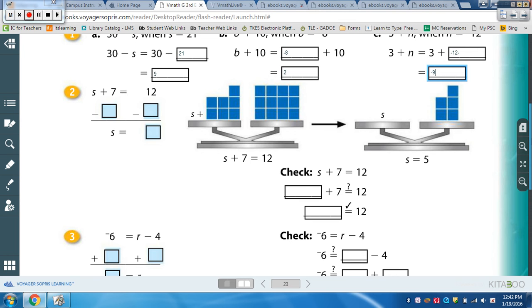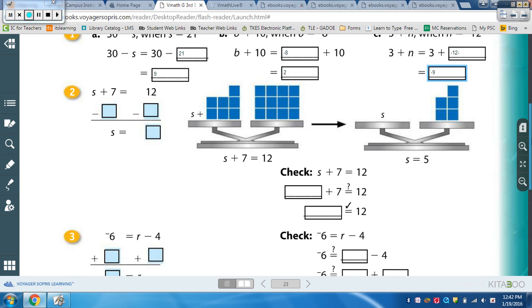s equals 5. In the equation s plus 7 equals 12, if 7 is subtracted from the left side of the equation, s will be by itself. Subtraction is used to get s by itself because subtraction is the opposite or inverse operation of addition, and in the equation, 7 is added to the variable. What is s plus 7 minus 7?